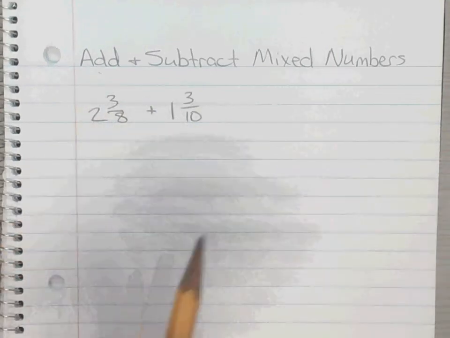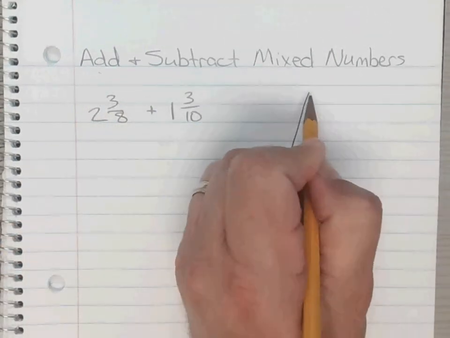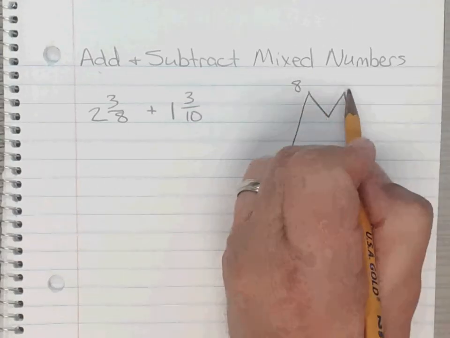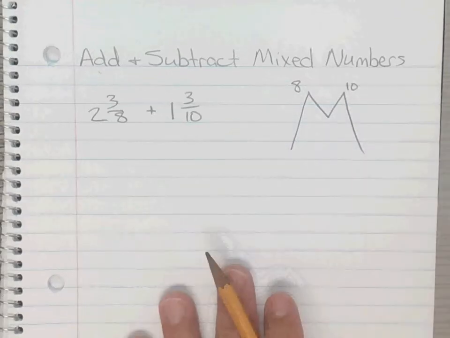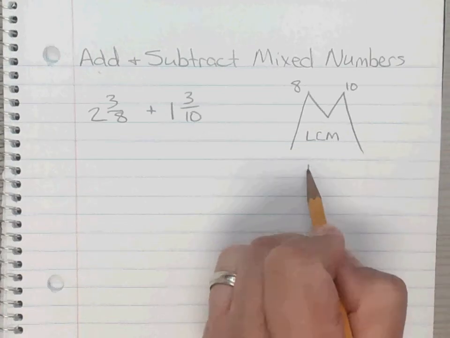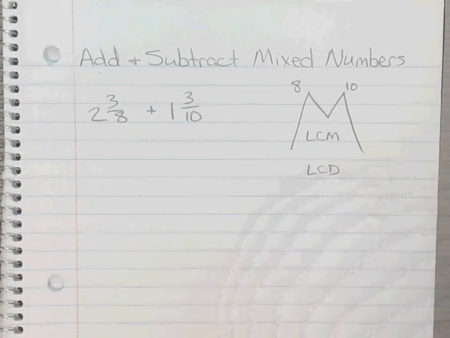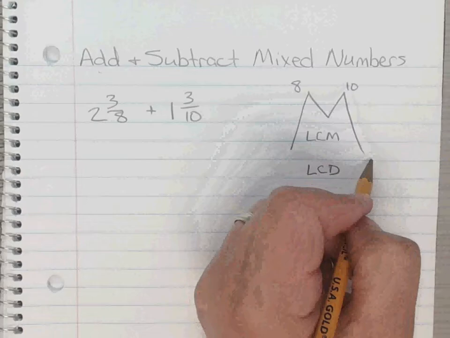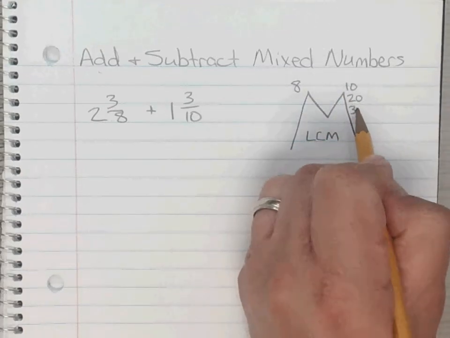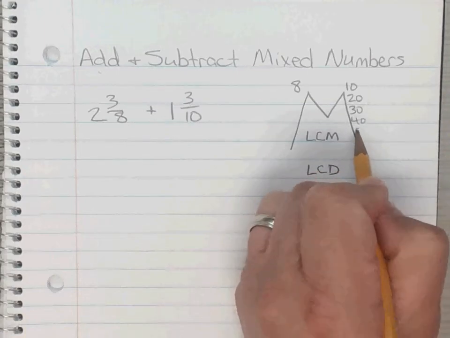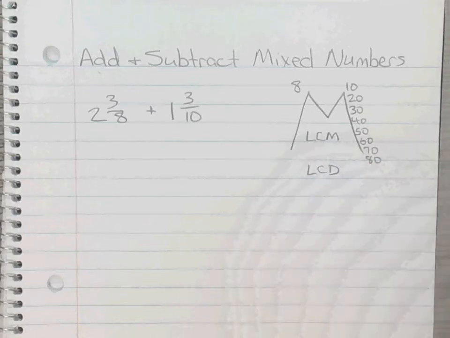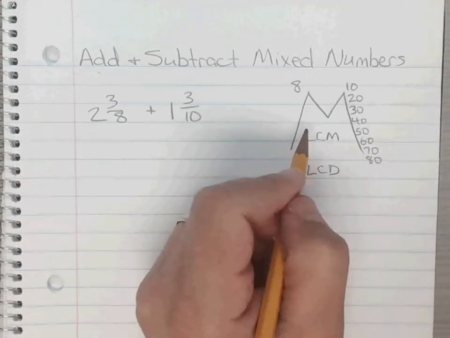So we have to find the LCD. We're going to use our big M. We're going to put our denominators at the top of the M, and we're going to find the multiples, because we want to find the least common multiple, and that will also become our least common denominator. So let's skip count by tens: 10, 20, 30, 40, 50, 60, 70, and 80. I'm going to stop right there and let's skip count by eights.